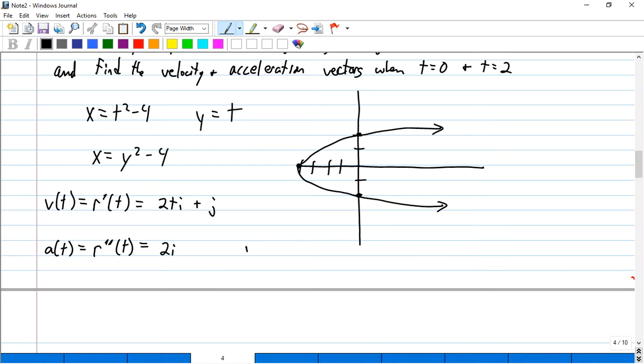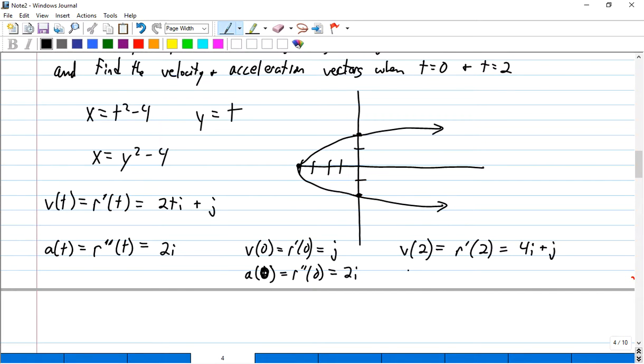So now I can evaluate these. v of 0 is equal to r prime of 0, which would be 1j. And a of 0, remember that's the second derivative evaluated at 0, there's nothing to plug it in for, so it'd be just 2i. Now let's do the same thing for 2. v of 2, the first derivative evaluated at 2, will be equal to 4i plus j. And then acceleration at 2, the second derivative evaluated at 2, is still just equal to 2i.